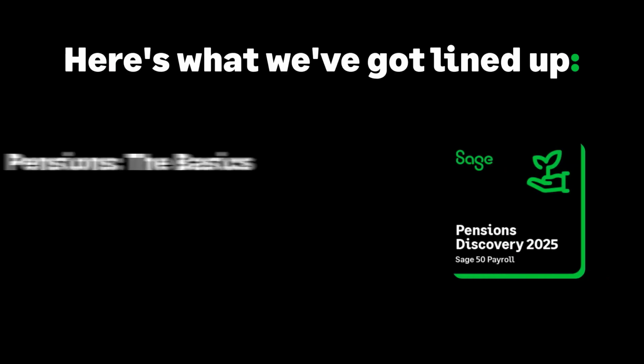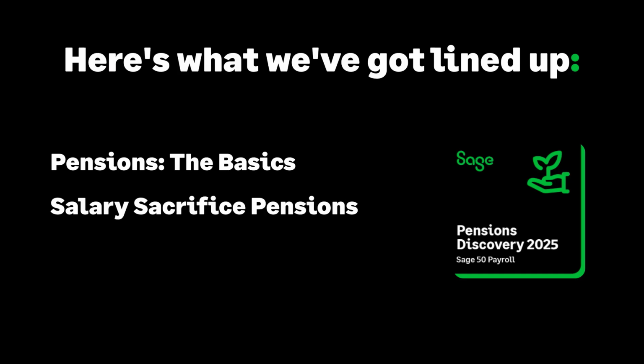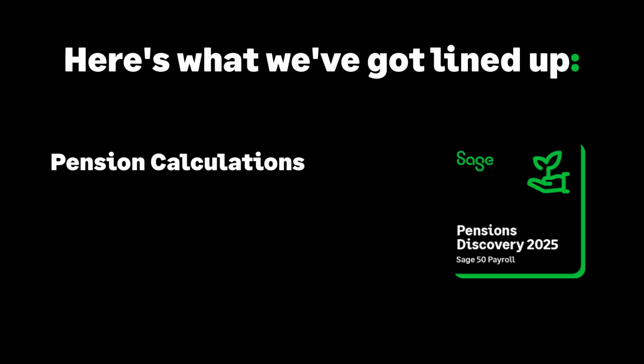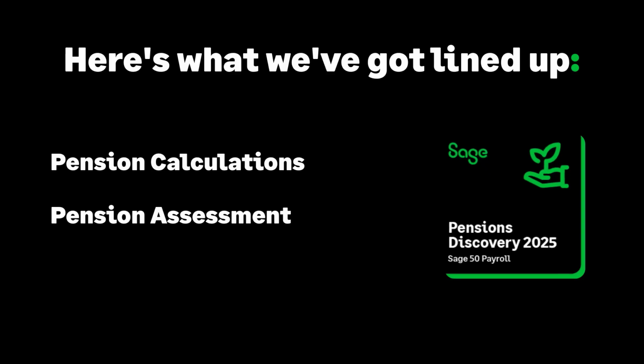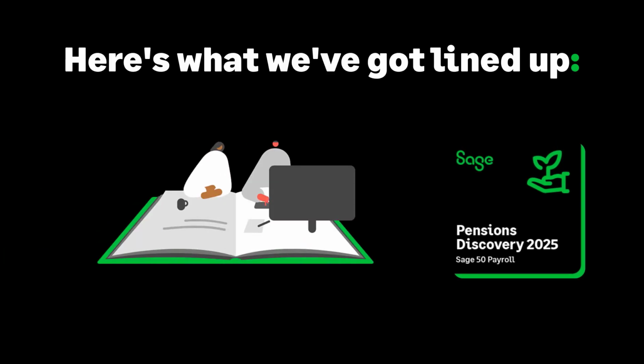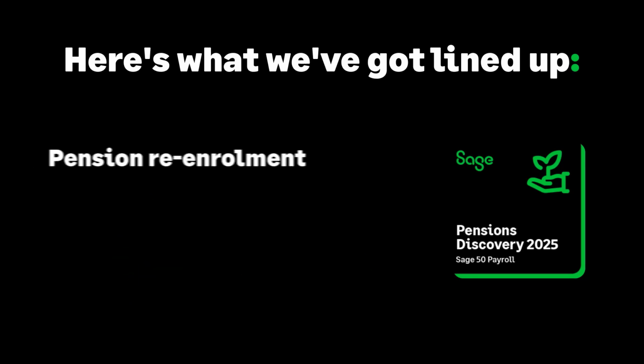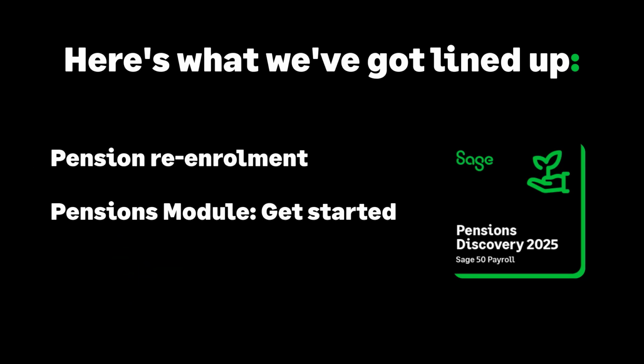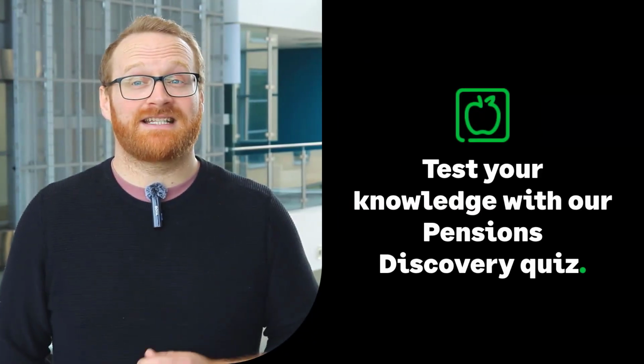Make a strong start to your pension processing with foundational knowledge on the basics of pensions and salary sacrifice pensions in Sage 50 Payroll. Explore how pension contributions are calculated and how your employees are assessed for automatic enrolment. We'll also take you through our 3 most popular sessions: navigating enrolment, getting started with pensions module, and using Pensions Data Exchange to send your pension data to your provider with ease. And lastly, backed by popular demand, test your knowledge with our Pensions Discovery quiz to see what you've learned across the sessions.